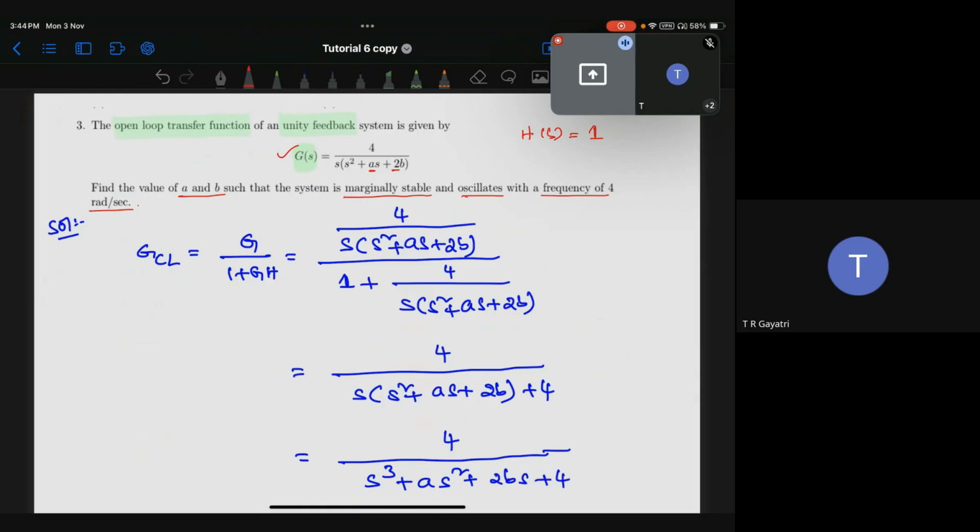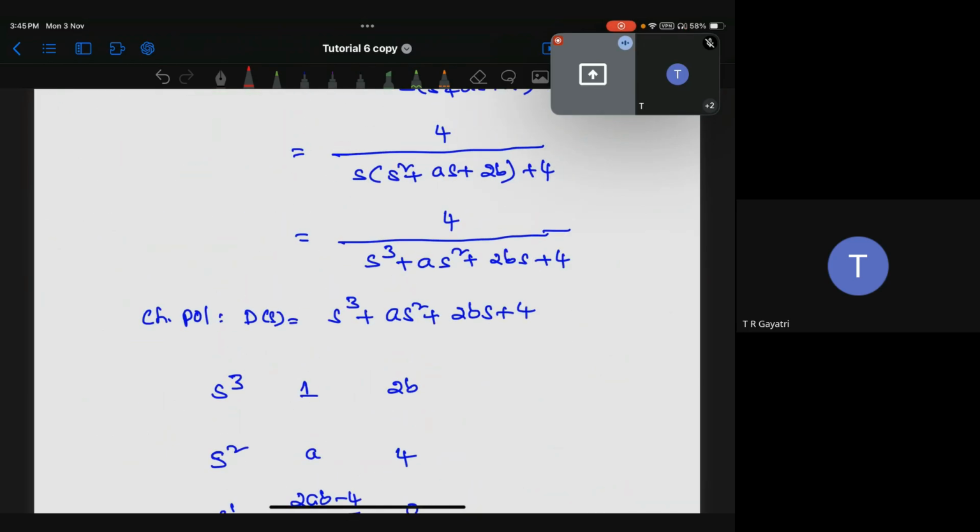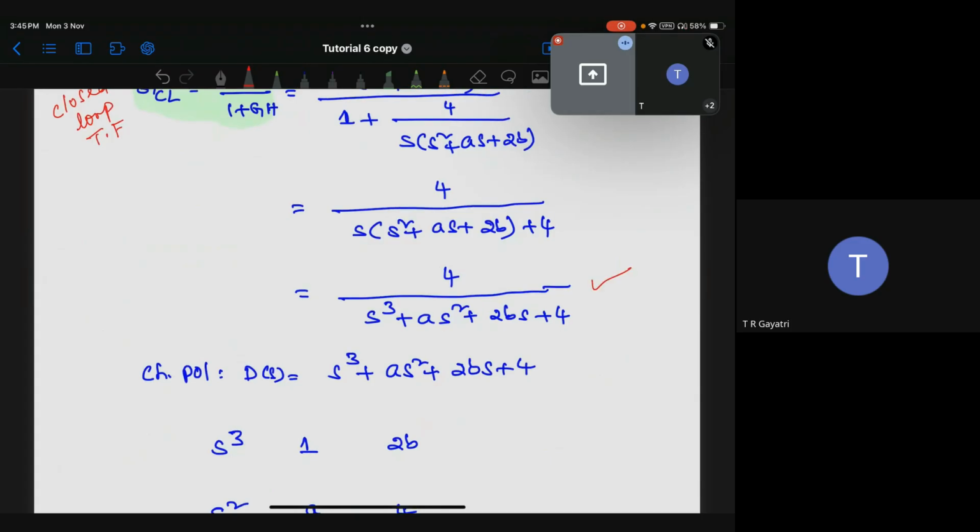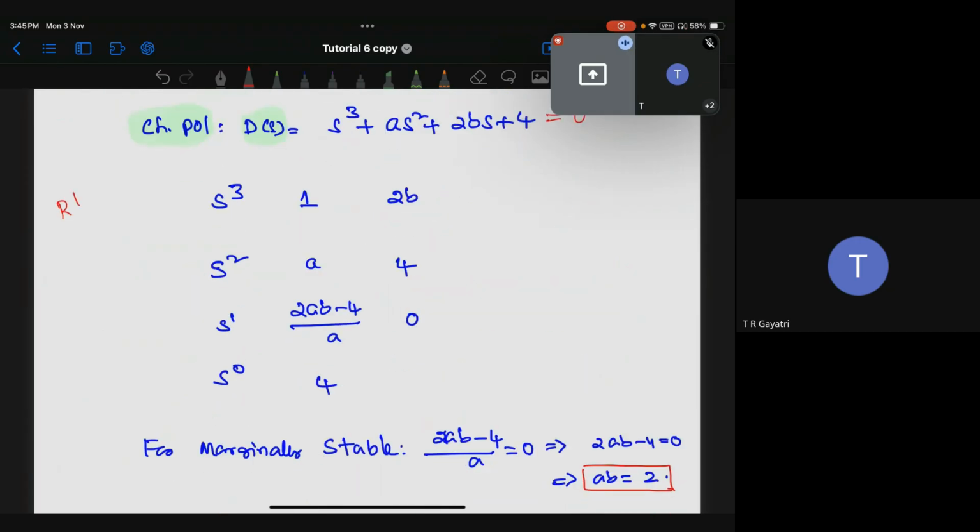Okay, so first what we do is find the closed loop transfer function. So this is the closed loop transfer function, G by 1 plus GH. Substitute expressions for G of s and H of s. So this is the expression. Then the characteristic polynomial is the denominator; make it equal to 0. Now write down the RH array.